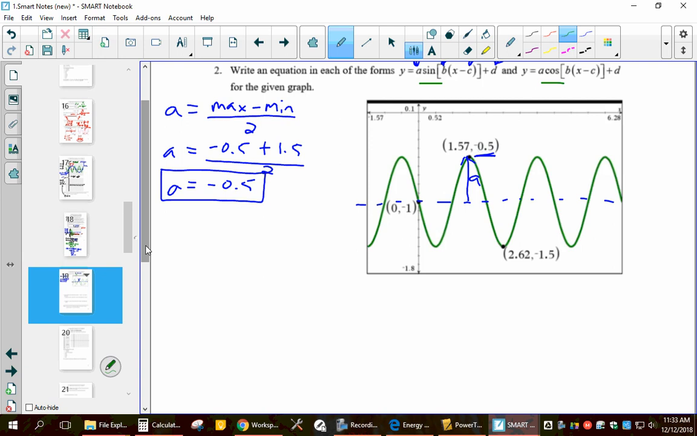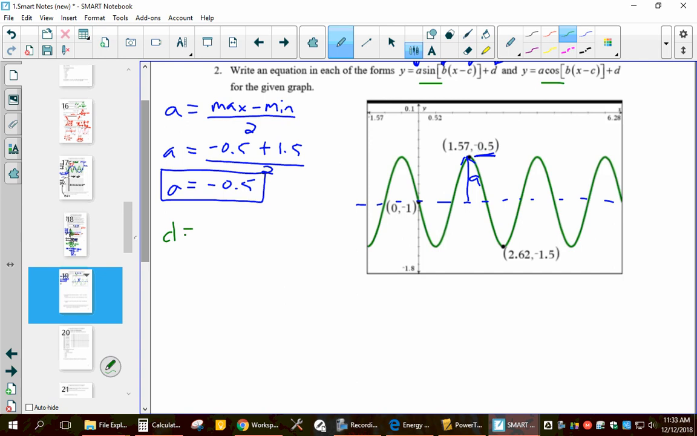You could just do that, do the y value at the top minus your center value. Yeah, if you know your center value, then do that. Okay, so our D value now.